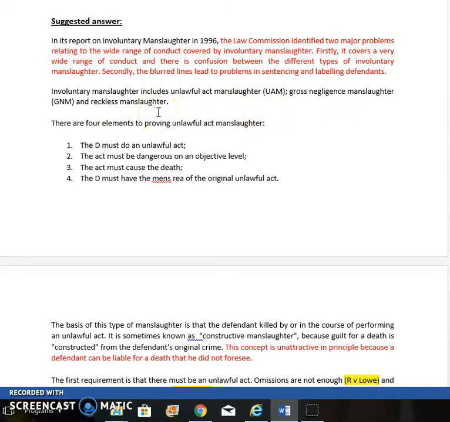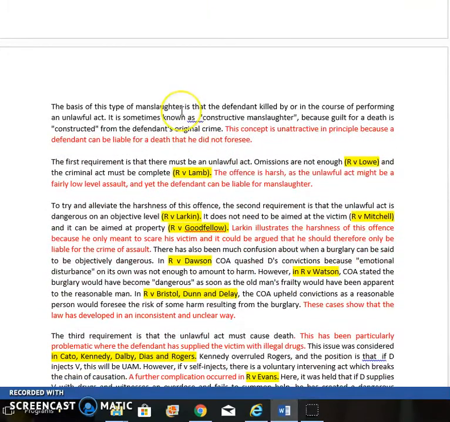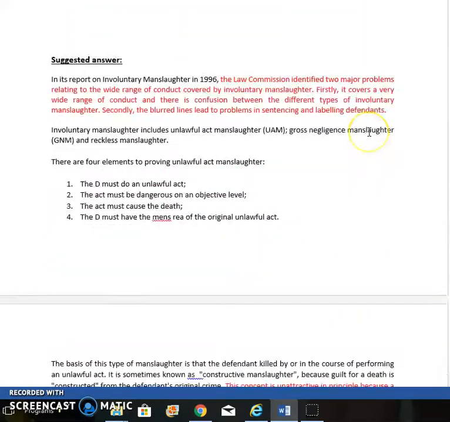So starting with unlawful act manslaughter, there are 4 elements that we need to prove. The defendant must do an unlawful act, the act must be dangerous on an objective level, the act must cause death, and the defendant must have the mens rea for the original unlawful act. So they don't have to have mens rea to kill, obviously, because that would be murder. They just need mens rea for the original unlawful act that they've done. So on this basis, this type of manslaughter is sometimes known as constructive manslaughter. And that's what we can see there in the diagram.